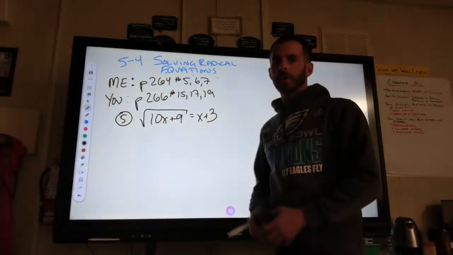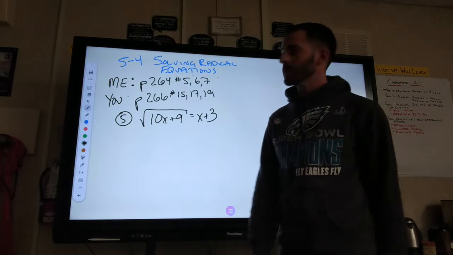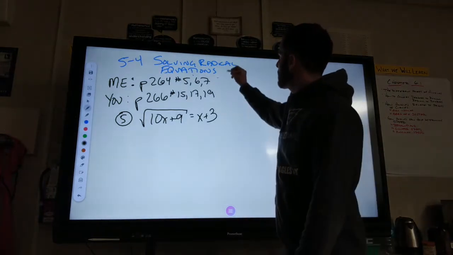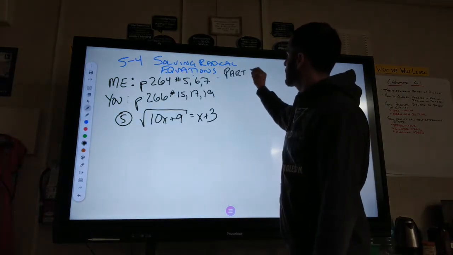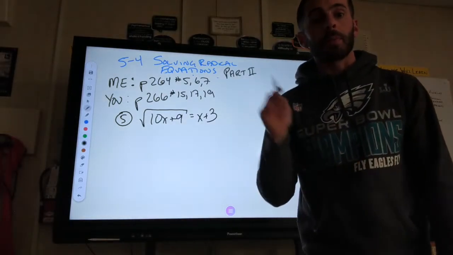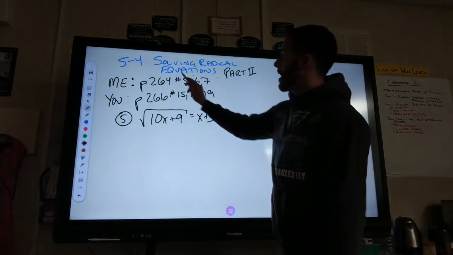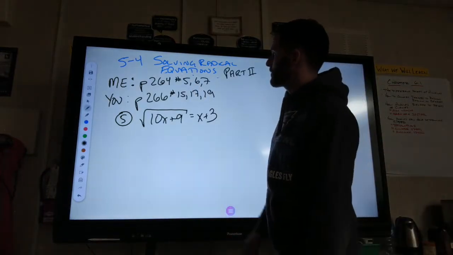All right, I hope you did part 1 and you did the example problems that I had from the homework pages. Right now this is part 2 of solving radical equations. It gets a little trickier, and there's things that we're going to need to remember like perfect square trinomials, binomial squares, and dots problems. I'm going to do page 264, numbers 5, 6, and 7.